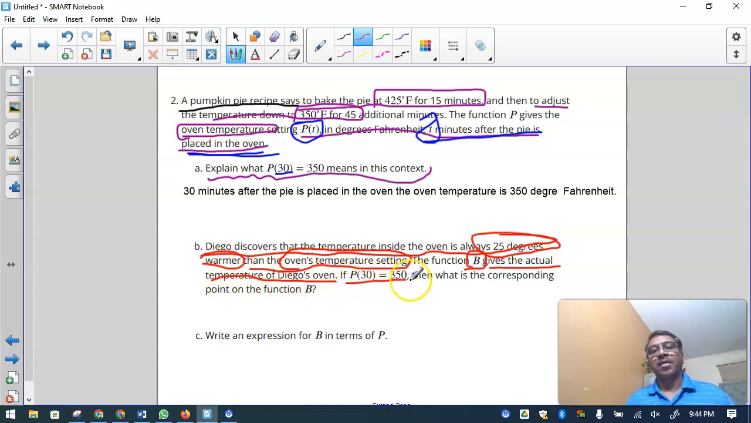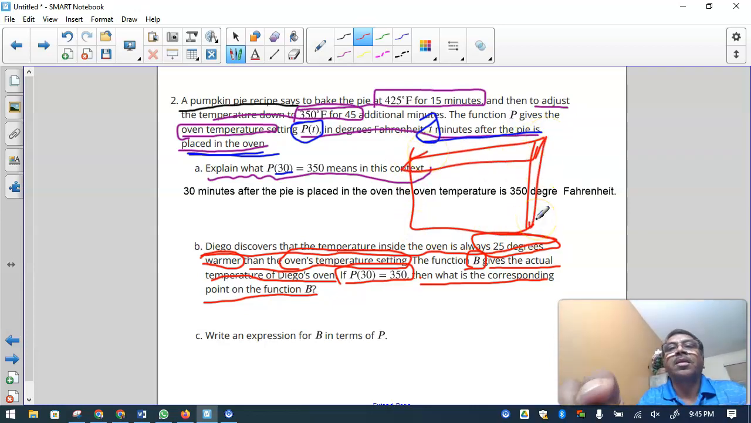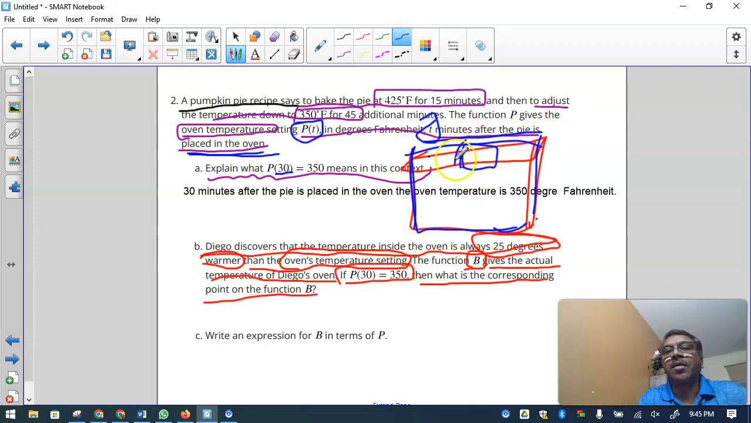So if this is the answer, whatever that P shows, which you see, not the actual oven temperature but the setting which is done, then what is the corresponding point on the function B? What this means is the oven. Now let's see, this is the oven.